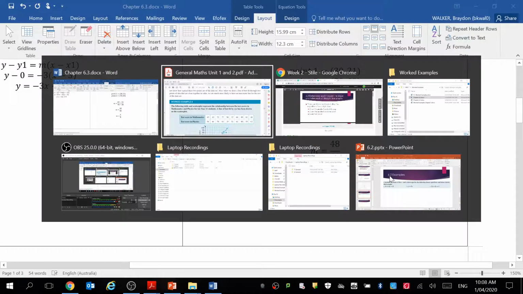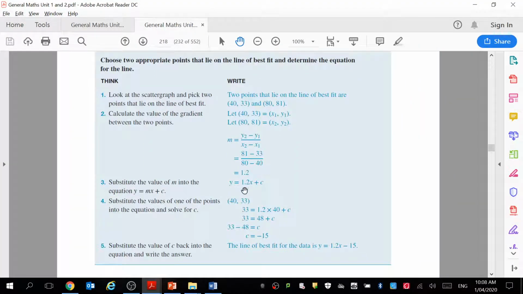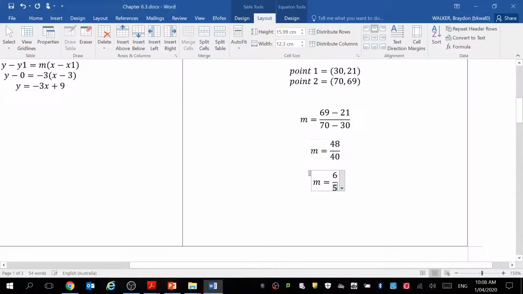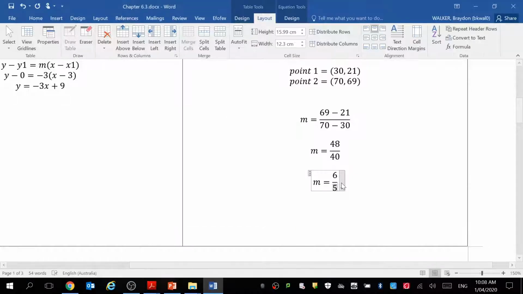I'm just going to check what the textbook got as their gradient in their calculations. Oh look, we line up perfectly. So even though we've used different coordinates, they use 40, 33, 80, 81, we used 30, 21, 70, 69, we ended up with the same gradient, 1.2 or 6 over 5. Okay, 6 over 5 is 1 and 1 over 5, that's 1.2. So awesome, good to see there.